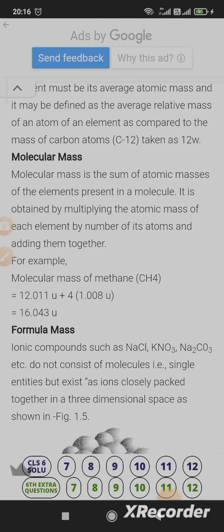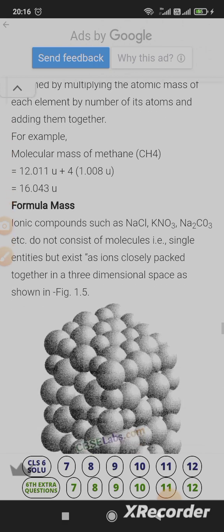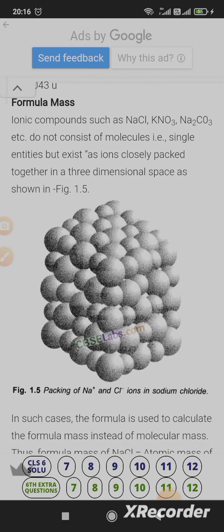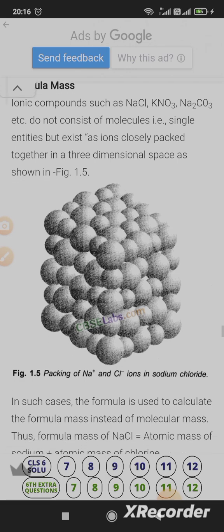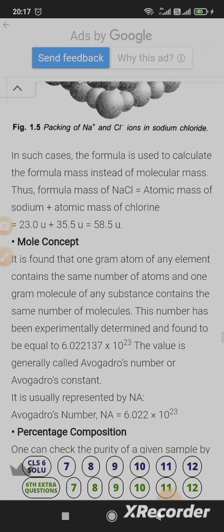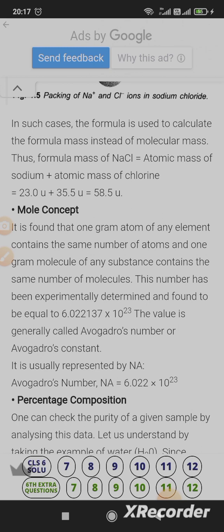Molecular mass is the sum of atomic masses of the elements present in a molecule. It is obtained by multiplying the atomic mass of each element by the number of its atoms and adding them together. Formula mass. Ionic compounds such as NaCl, KNO3, Na2CO3, etc. do not consist of molecules, that is, single entities, but exist as ions closely packed together in a 3D space. In such cases, the formula is used to calculate formula mass instead of molecular mass.